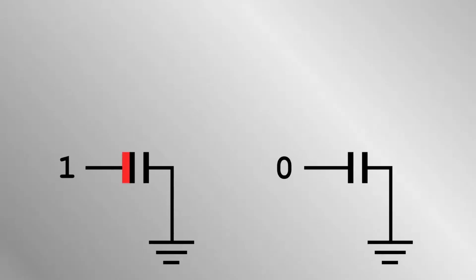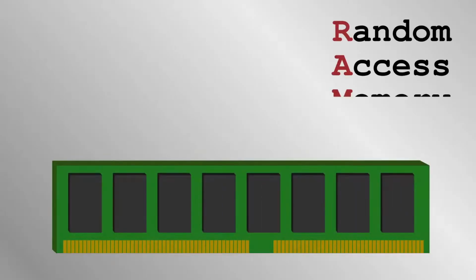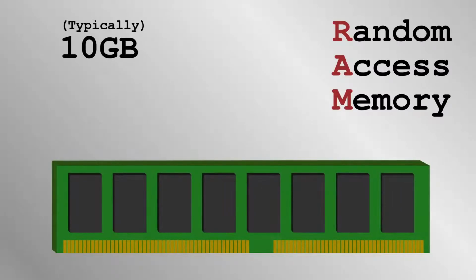store this data. If a capacitor is charged, it has a high voltage and therefore a value of 1. If it's discharged, it has 0 volts relative to ground and so is 0. The charge leaks or is lost over time, but is topped up by the memory circuits as long as the computer is powered. A typical laptop computer has tens of gigabytes or billions of bytes of RAM.